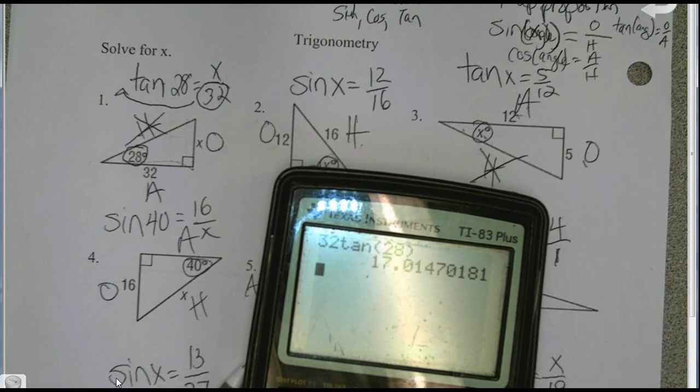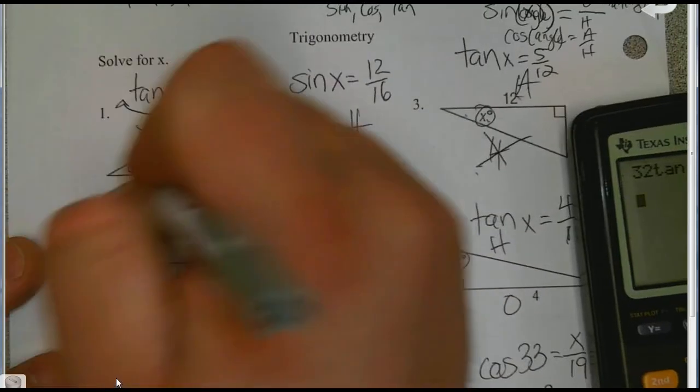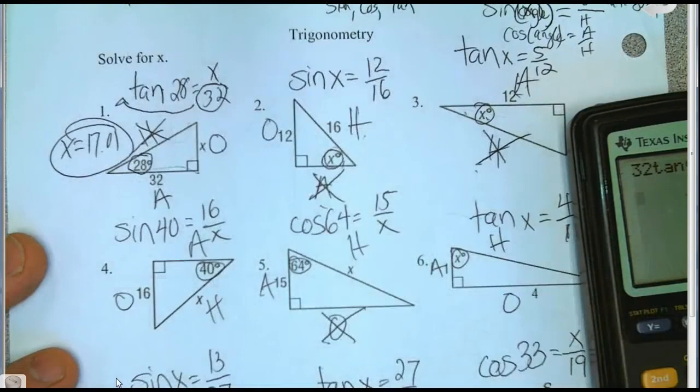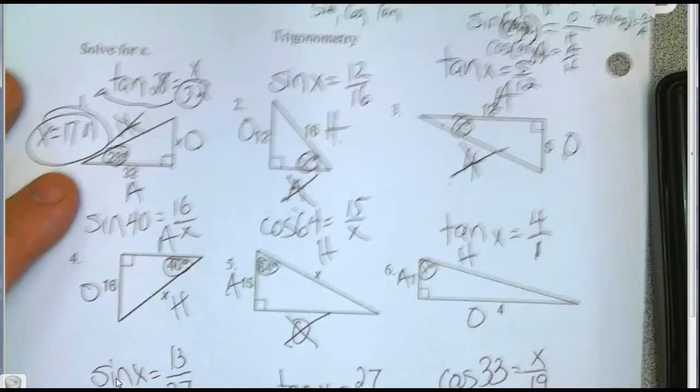Now, what we're finding here is a side length. And so, on side lengths, we're going to round to 2 decimal points. And so, in this case, x is equal to 17.01. So the answer to number 1 is x is equal to 17.01.